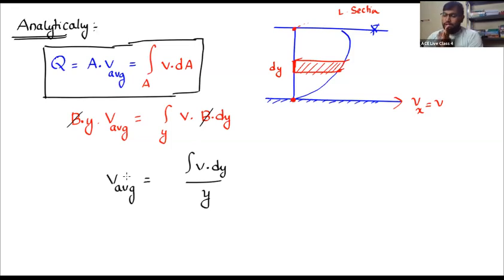Okay, this is one way. This is the analytical procedure. Just simply, the total discharge is nothing but the elemental discharge. You just integrate over the total area. And what is this elemental area? B into this elemental depth, which is dy. Okay, now let's apply this one also to find out the velocity. This is average velocity, right?